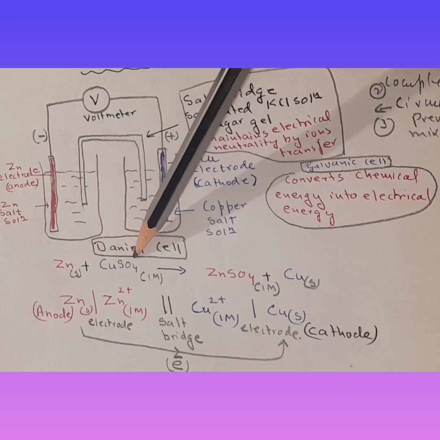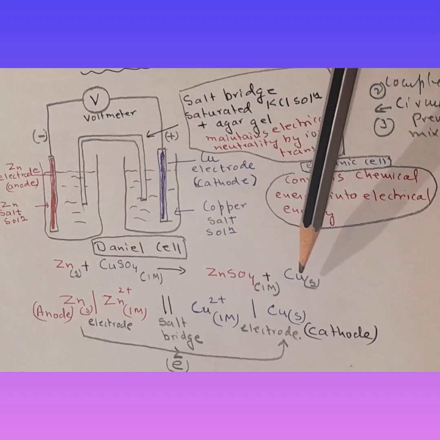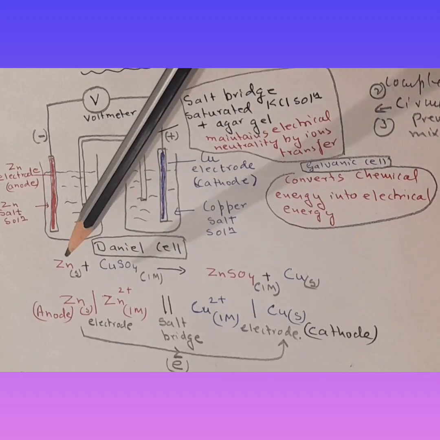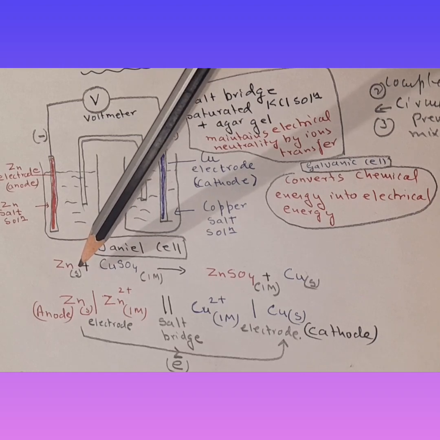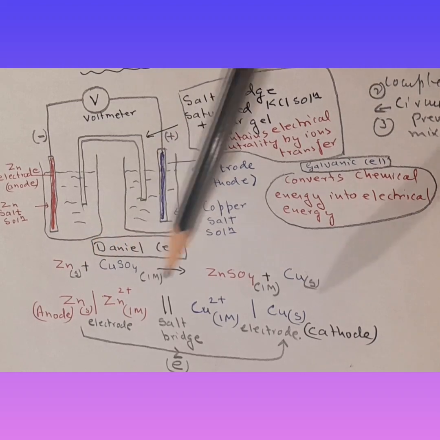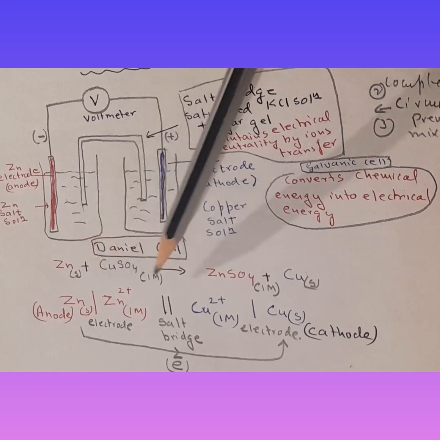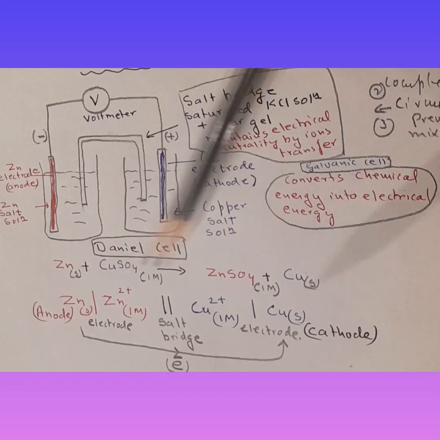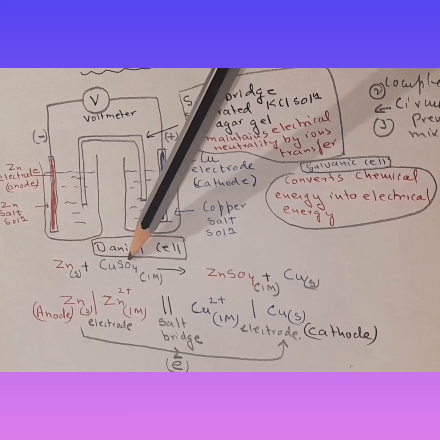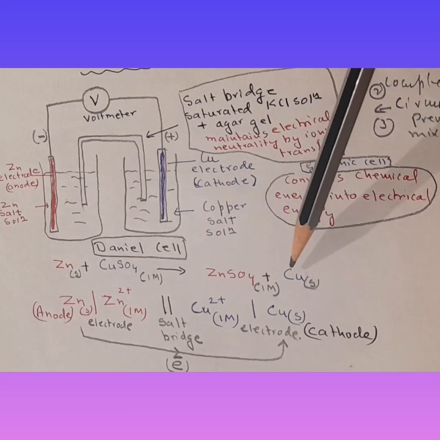Zinc plus copper sulfate giving you zinc sulfate and copper. We have studied this as a displacement reaction, where zinc displaces copper from copper sulfate. So that's the reaction that we have studied earlier. So this is the reaction: zinc, copper sulfate giving zinc sulfate and copper.